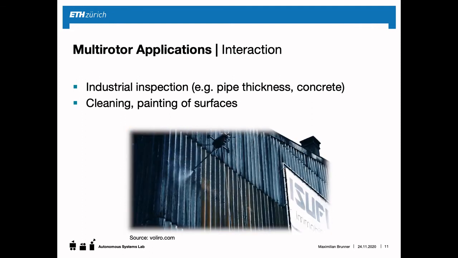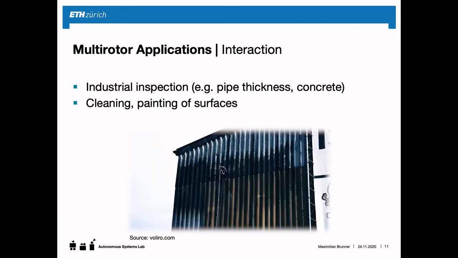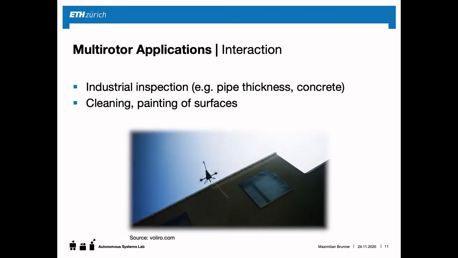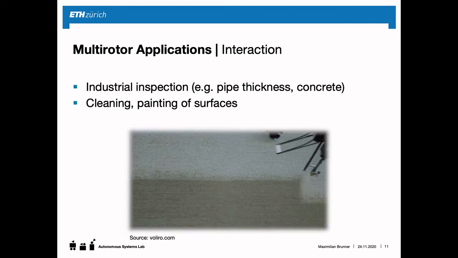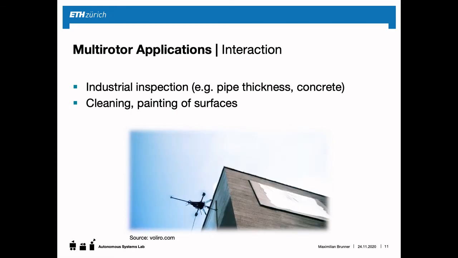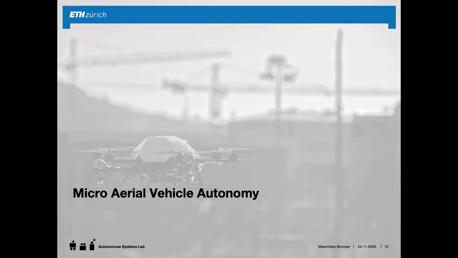Other applications that involve interaction with the environment can, for example, be used to inspect concrete, or also to clean surfaces or paint surfaces, as we see in these video examples here. So now, having seen some examples of multirotors and their applications, we want to have a look at how we can make them autonomous.